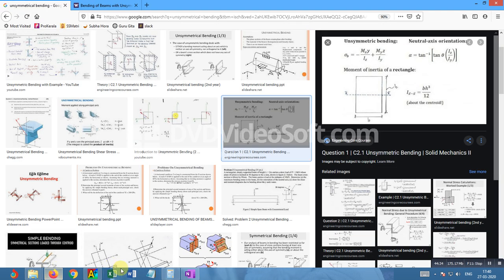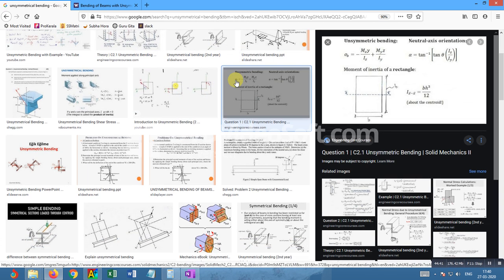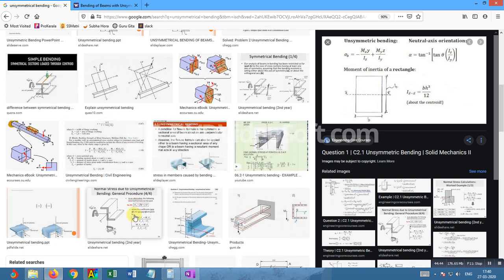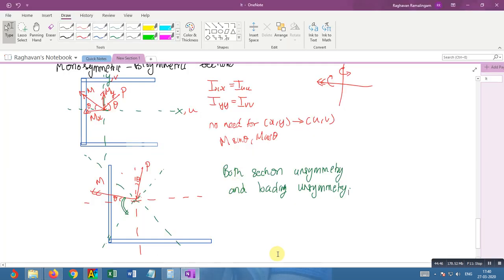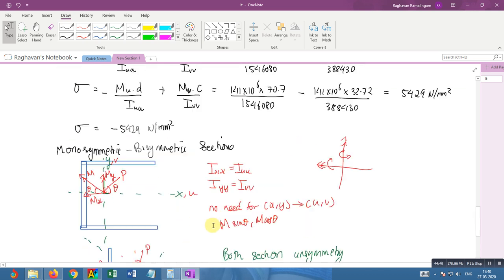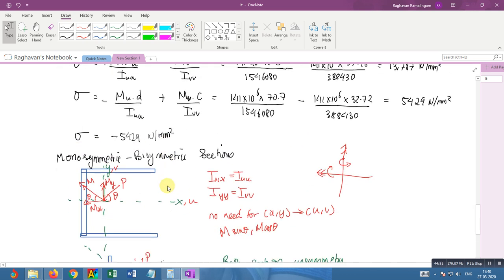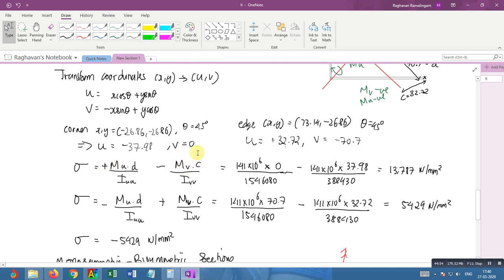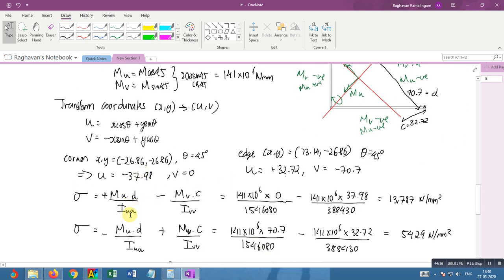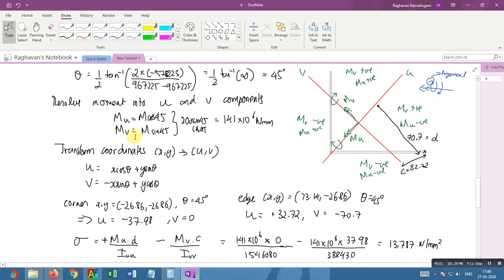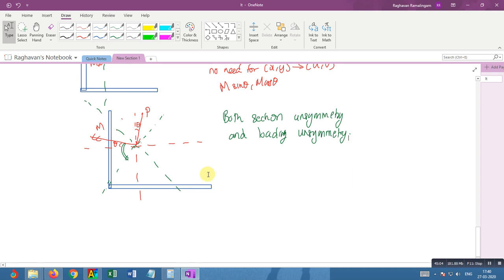The other thing you can try to do is find out the position of the neutral axis. To find the position of the neutral axis, you can use one of these formulas, and just equate stress to zero, and that will give you the position of your neutral axis. Okay, so anyway, this is the end of the lecture.